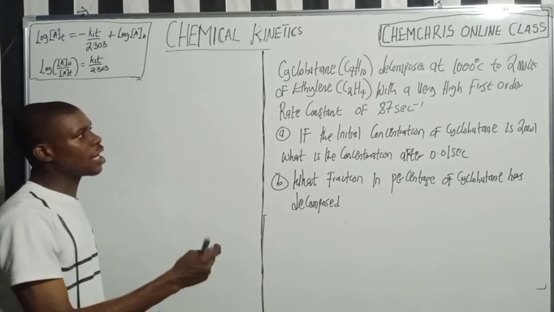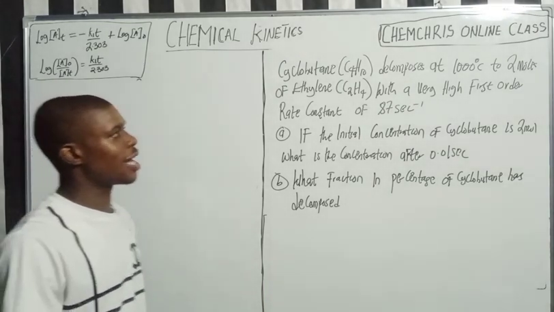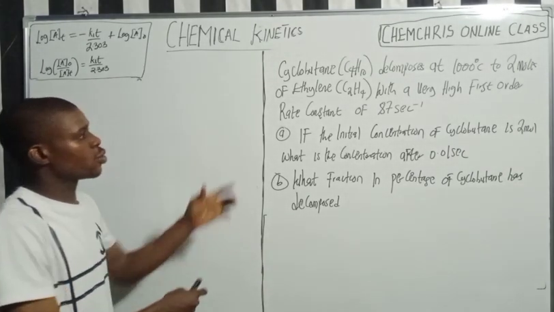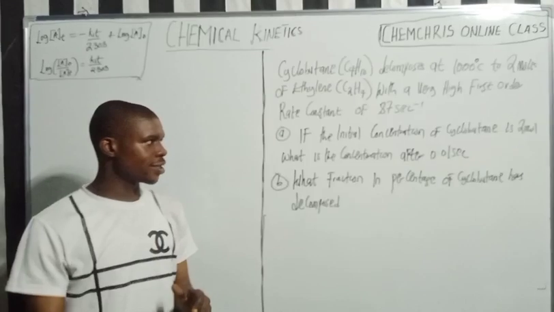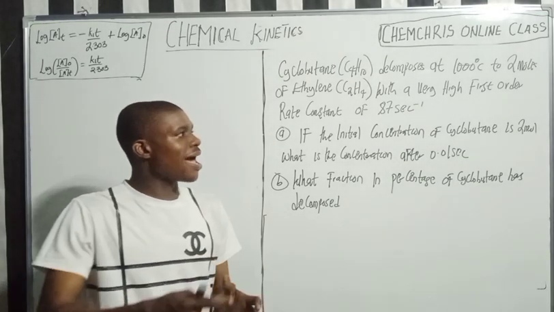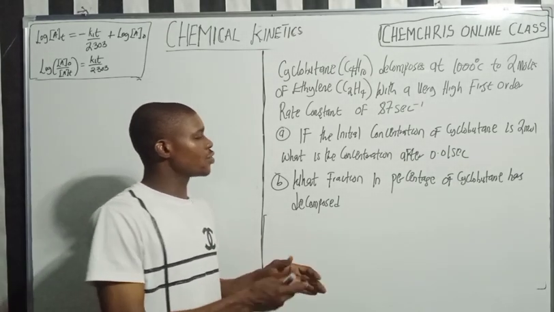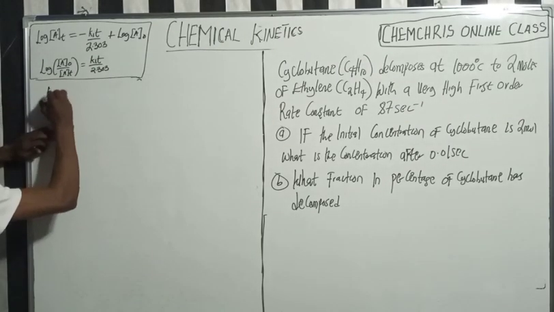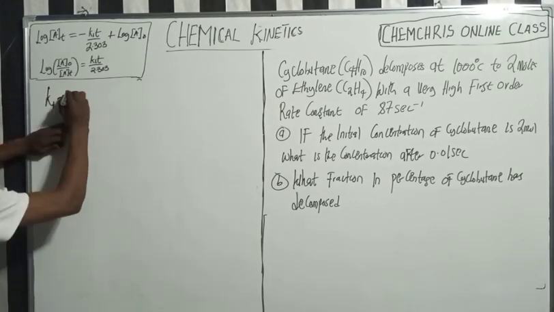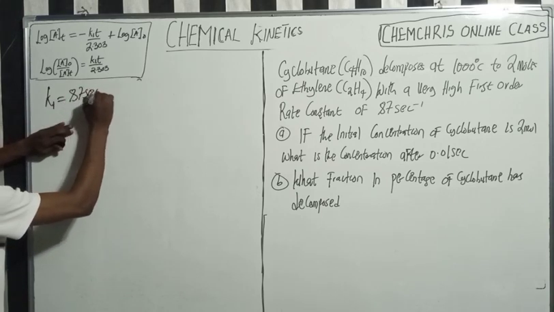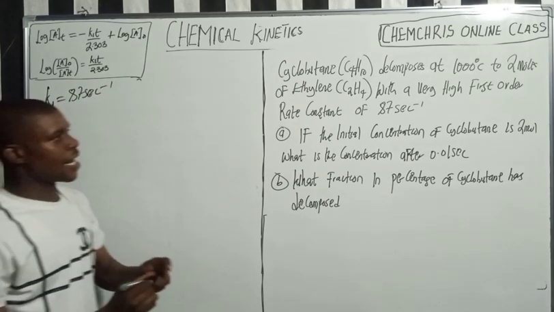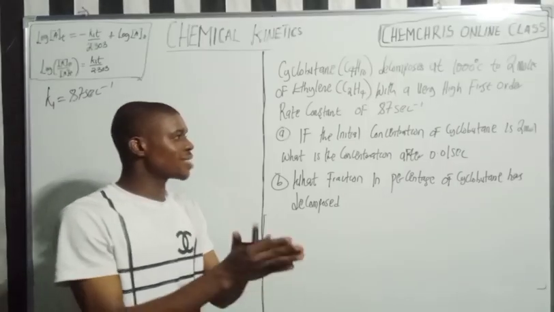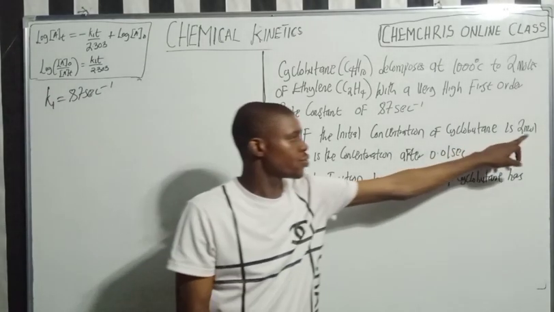Cyclobutane, C4H8, decomposed at 1000 degrees centigrade to 2 moles of ethylene, C2H4, with a very high first order rate constant. So my rate constant K1 is 87 per second, right? Now let me look at your first question. They said if the initial concentration of cyclobutane is 2 moles.